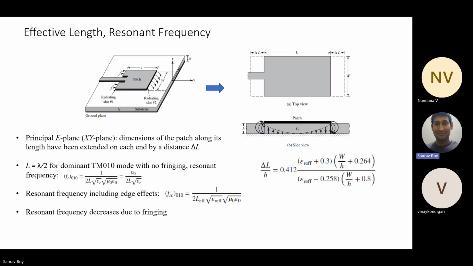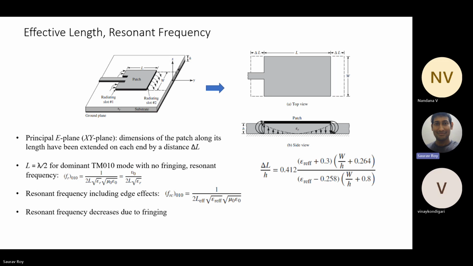Now let us go into the equivalent circuit. It shows that because of these fringing fields, there is an increased length, described as delta L. Delta L gives you the extended length on both sides due to the radiating slots. If there were no fringing, the field mode is TM010, the length would be around lambda by 2, and the resonant frequency is given by f_r010 equals v naught by 2L root epsilon R.